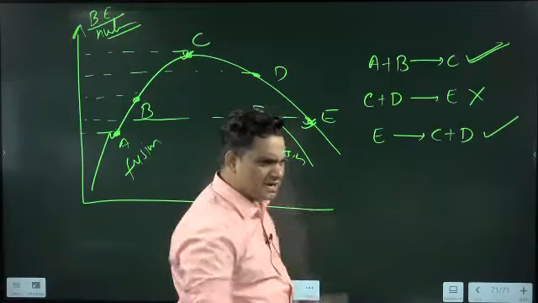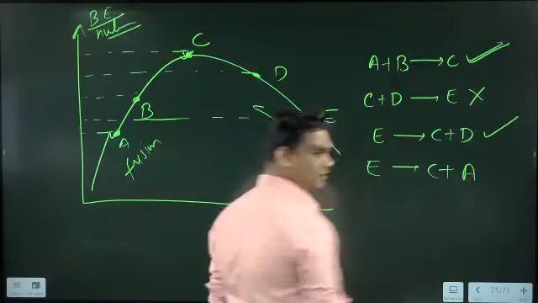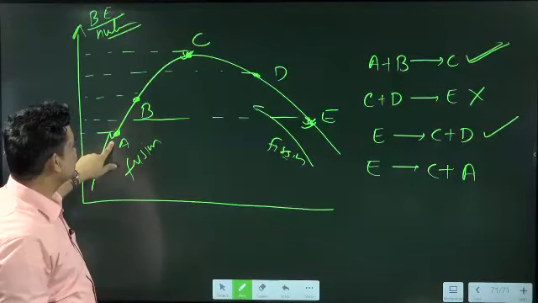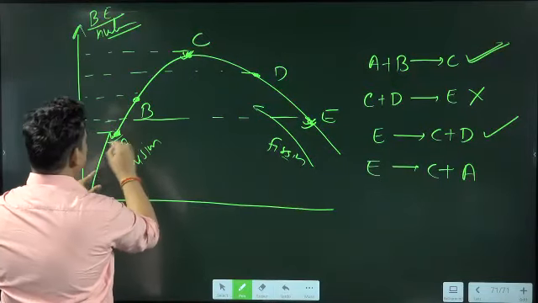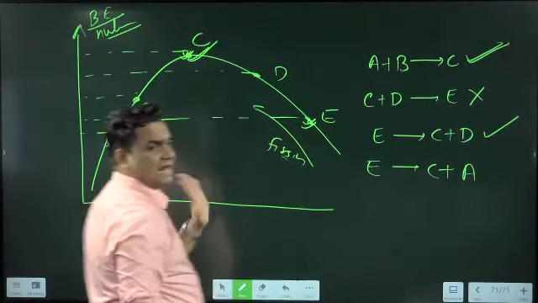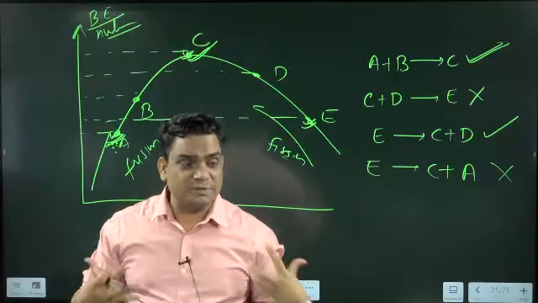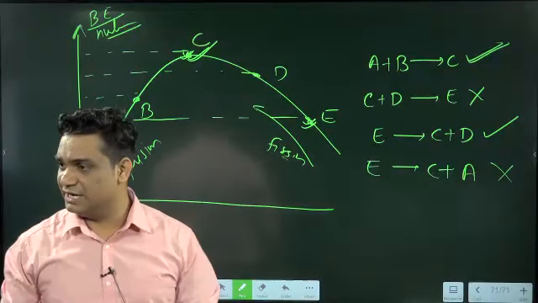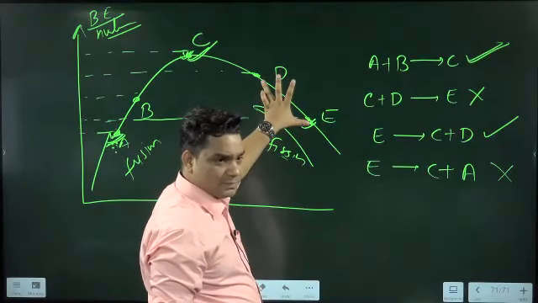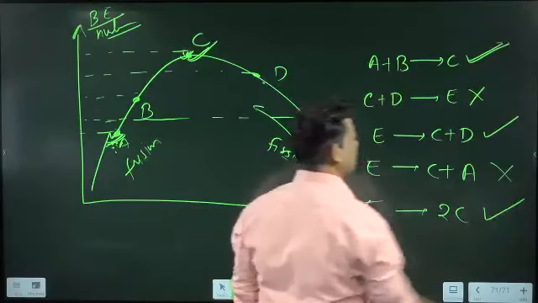Yes, possible. But if I say E is giving C plus A, possible? E giving C plus A, you can say A is less stable than E. C is more stable, but this is less stable. So this reaction is unlikely. Both formed products should be more stable than the reactant. Like this we have to do. Here combination is not possible. Can I say E gives 2C? Yes, E gives 2C is possible.